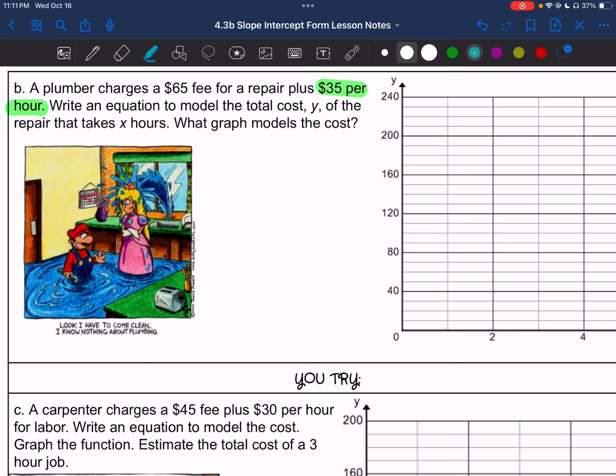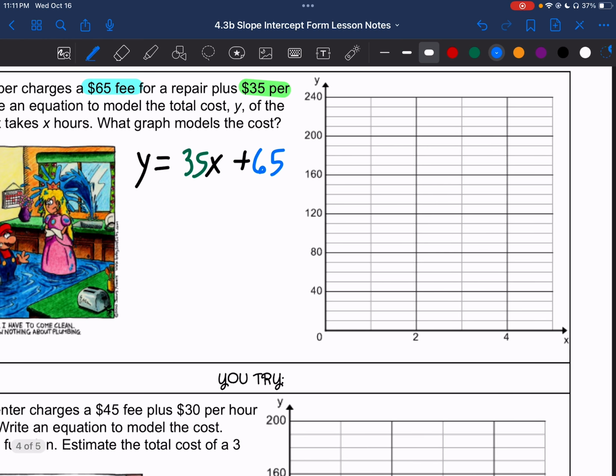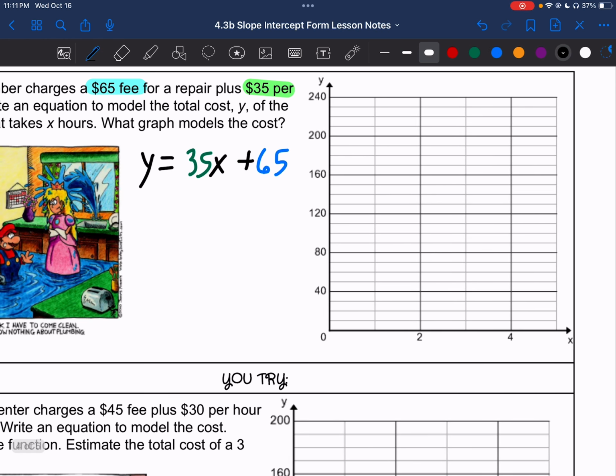Now, a y-intercept is a starting amount, and it seems as though this plumber is charging a $65 fee just for doing the repairs. So that seems like it's going to be my starting amount. So we have y is equal to my slope, 35, times x, plus my starting point, which is 65. Now, if I look over at my graph, there's two things that I need to label. First of all, I need to label that my y-axis is dollars and my x-axis is hours. And now I can go ahead and graph.